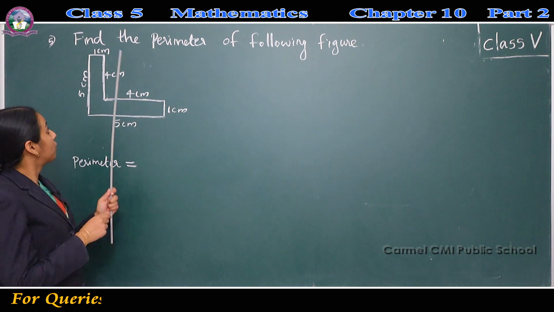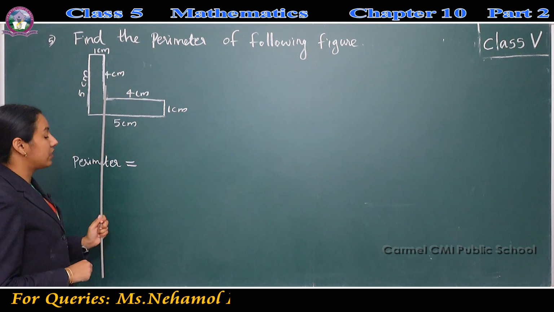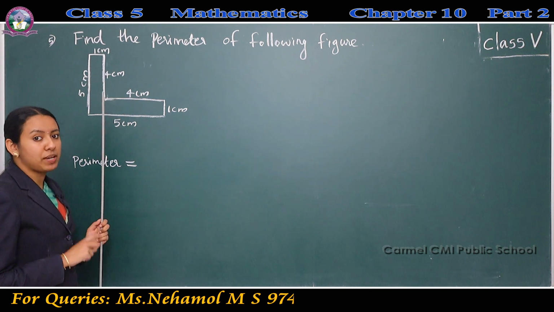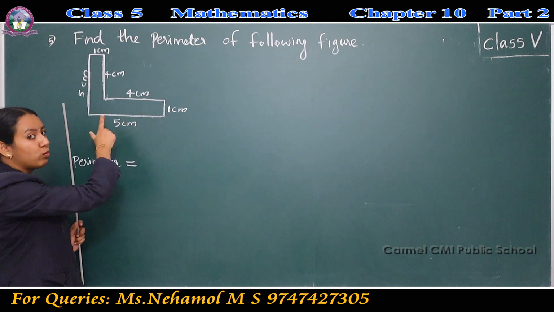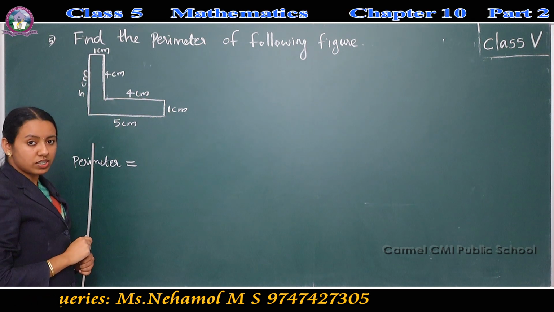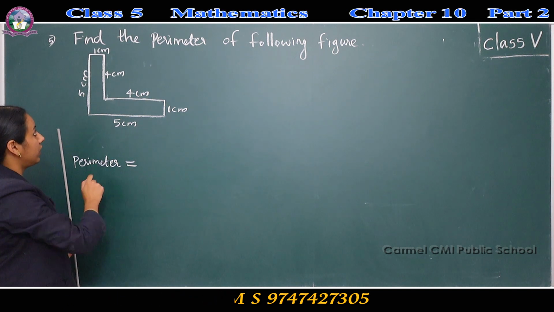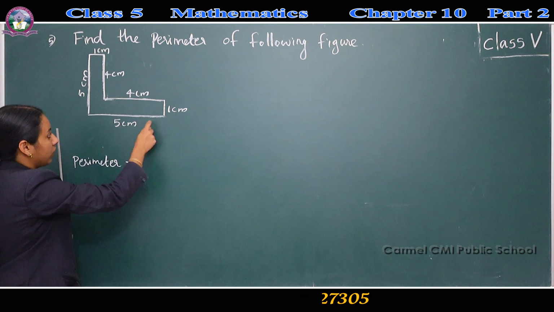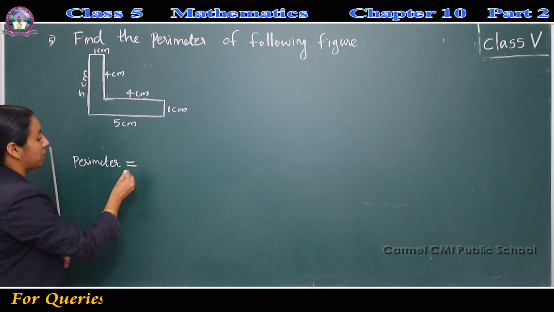Next question. Find the perimeter of following figure. One figure is there. We have to find its perimeter. Then what is perimeter? Sum of the boundary. Sum of length of boundary of a closed figure is known as perimeter. So how can we find it? Sum of all these line segments. That is the perimeter of this figure.